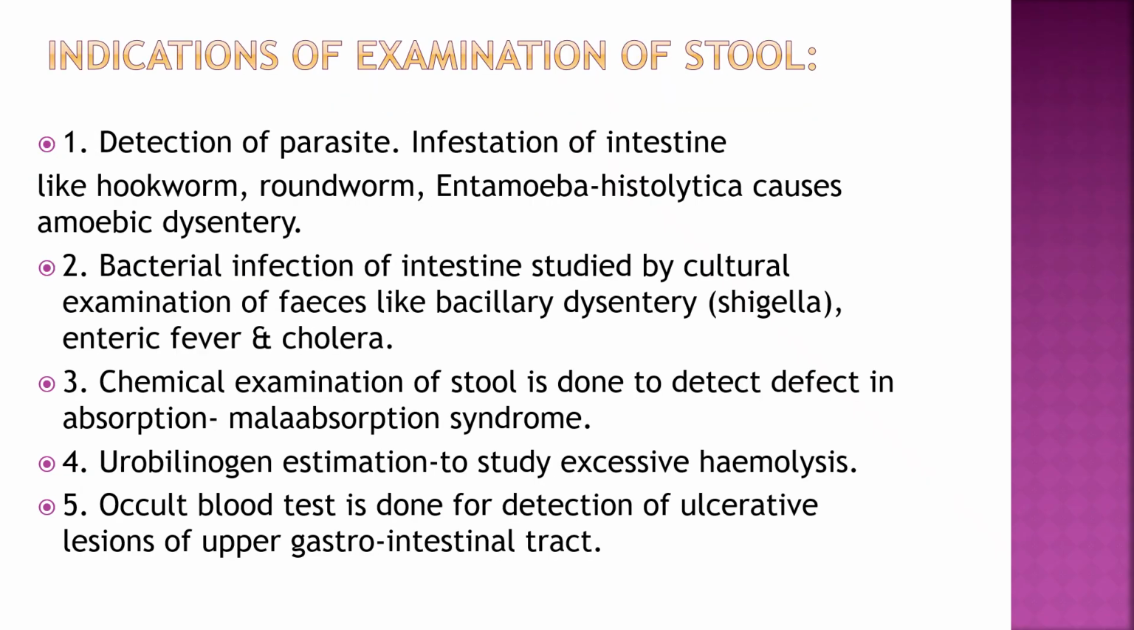Now let's study indications of examination of stool. First, it is required for the detection of parasitic infestation of the intestine like hookworm, roundworm, Entamoeba histolytica, which causes amoebic dysentery. Then bacterial infection of the intestine is studied by cultural examination of stool, like bacillary dysentery caused by Shigella, enteric fever, cholera. Then chemical examination of stool is done to detect defects in absorption, that is malabsorption syndrome. Urobilinogen estimation is done to study excessive hemolysis. Occult blood test is done for detection of ulcerative lesions of the upper gastrointestinal tract.